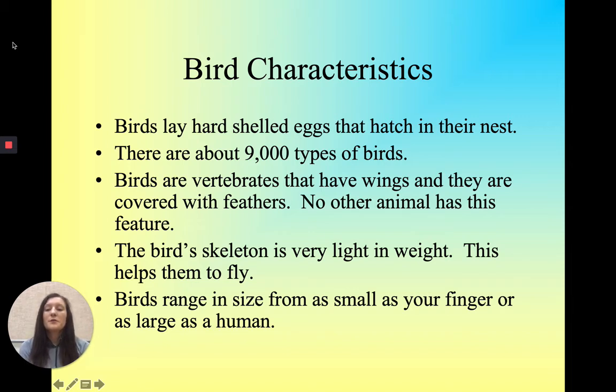The bird's skeleton is very light in weight, and their skeleton needs to be light in weight because this is what helps them to be able to fly. And birds can range in size from as small as your finger to as large as a human.